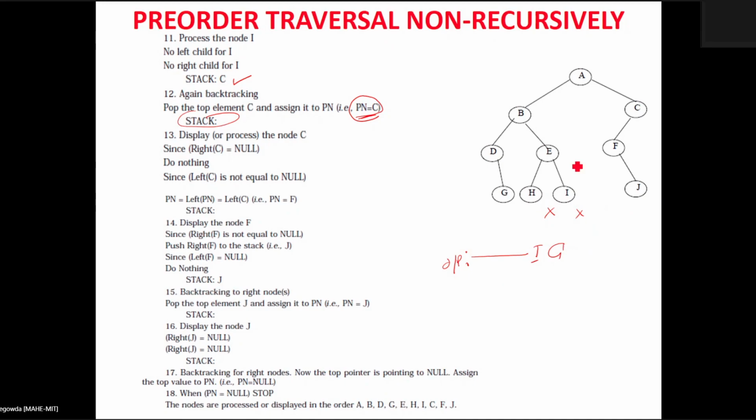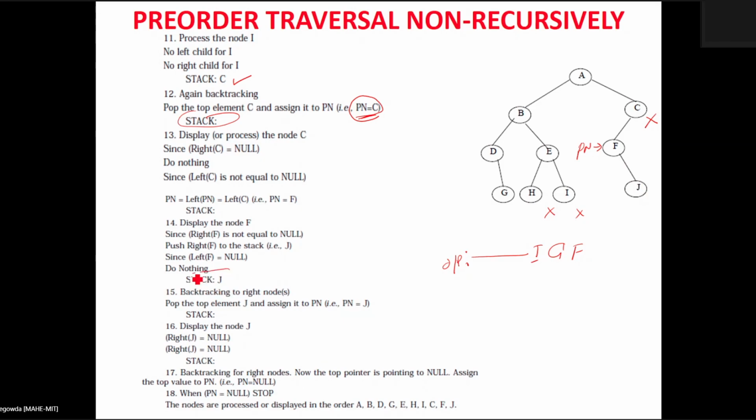Then I have to check whether the right subtree is there or not for the C. The right subtree for C is not there, so there is nothing to push onto the stack. Then my Pn should be advanced. So now Pn is pointing to the node F. Now you have to process the F value and check whether F has a right child or not. Yes, F has a right child, so push the address of this node onto the stack.